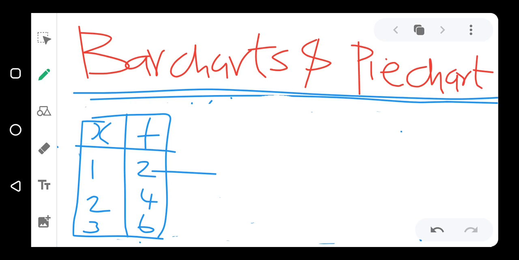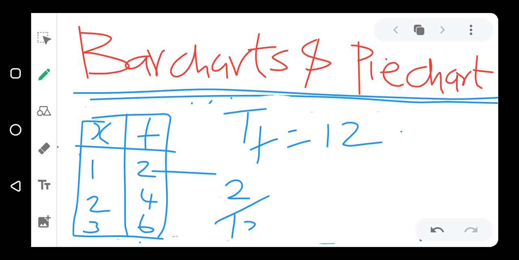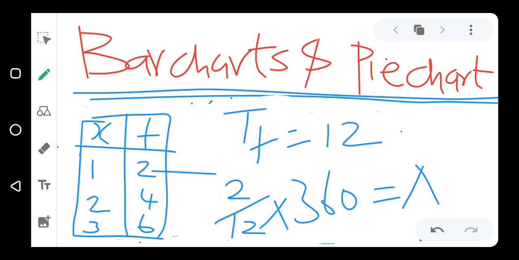The total frequency is equal to 12. Now for the first one, we take the ratio of the first frequency times 360, since the total angle in a circle is 360, and we are trying to find the angle that each of the values takes in the circle. So the first one is 2 over 12 times 360. Whatever this gives you, let's say that it gives us A. That is for the first one.